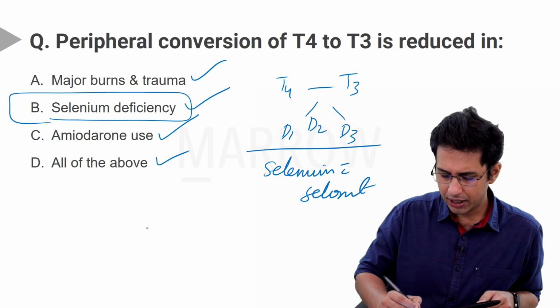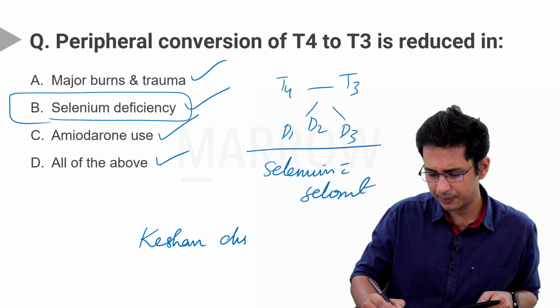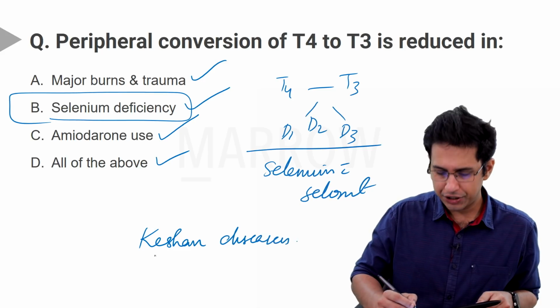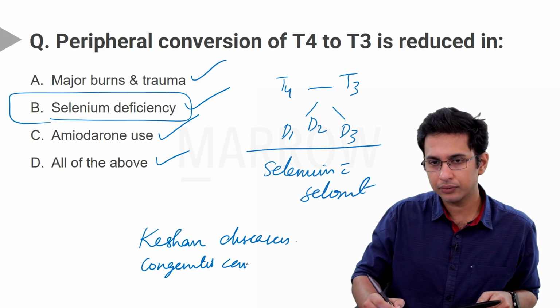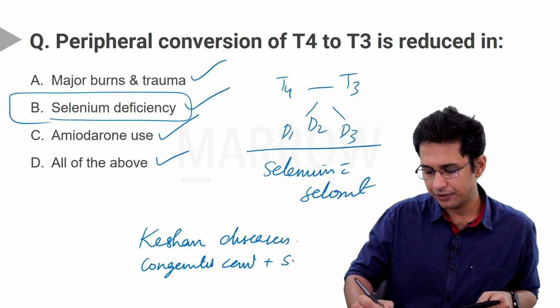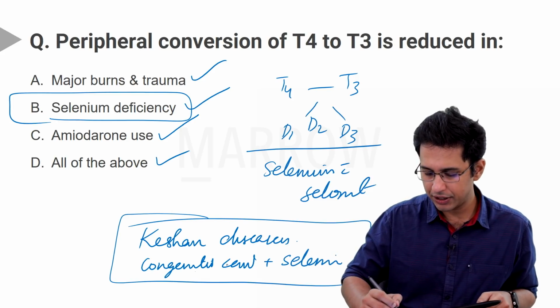Okay, Keshan disease. PSM Park, right? Keshan disease, congenital cardiomyopathy with the selenium deficiency. Unrelated, since we discussed selenium, I'm just writing it. Keshan's disease, congenital cardiomyopathy with selenium deficiency.